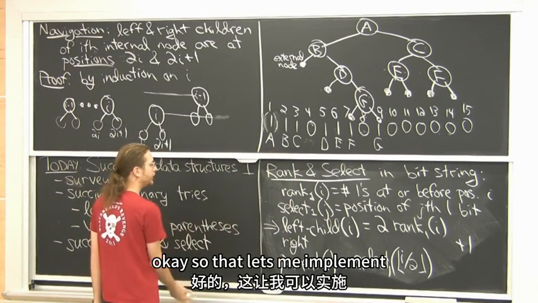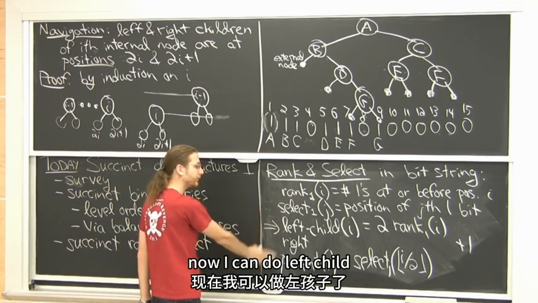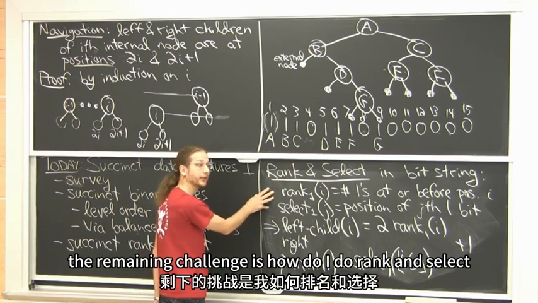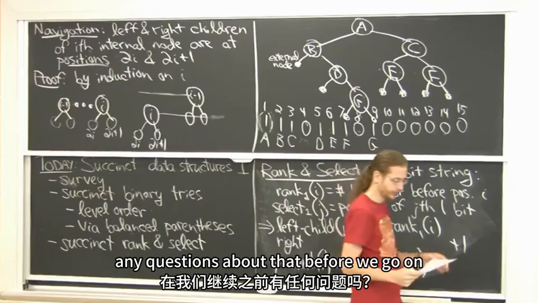Okay, so that lets me implement it. If I have rank and select in constant time, now I can do left child, right child, and parent in constant time. The remaining challenge is how do I do rank and select? And that's what we're going to do next. Any questions about that before we go on?